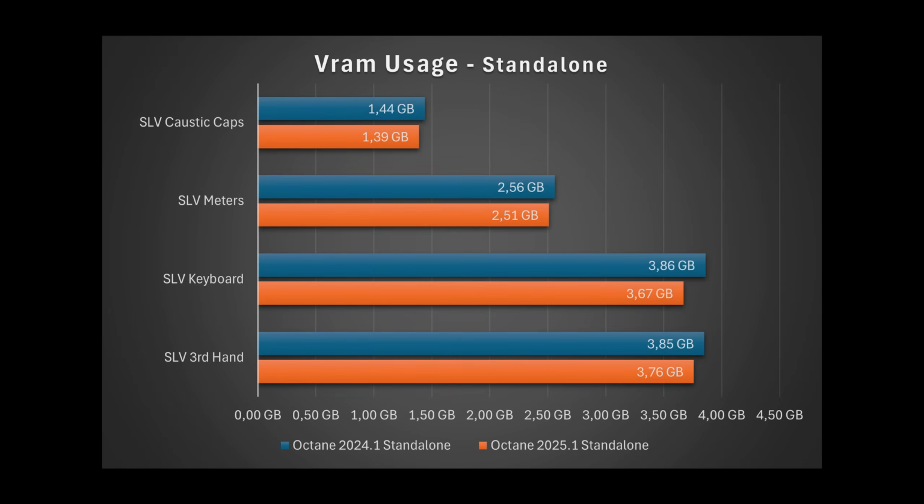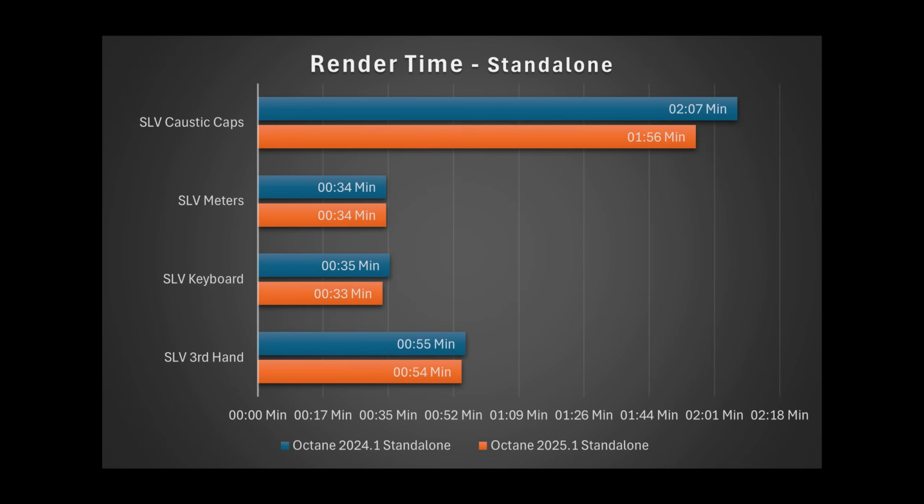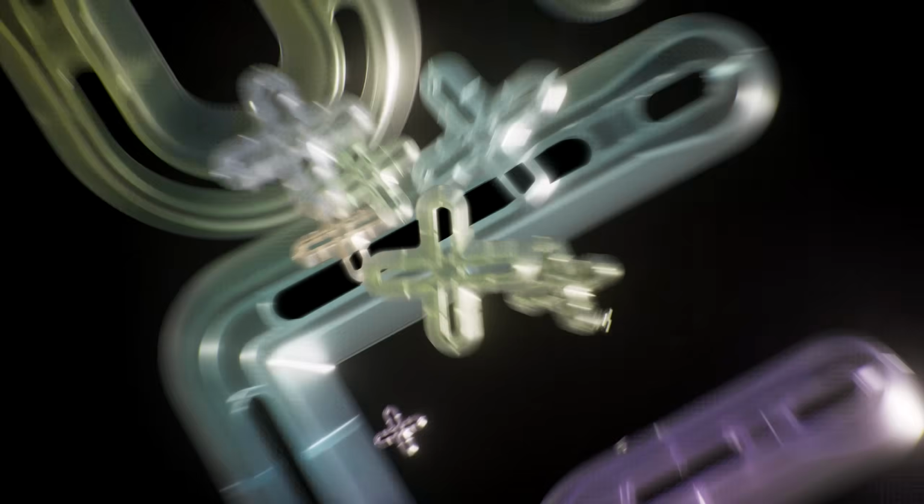If we look at VRAM usage though, it's the complete opposite. There the footprint is smaller in all the scenes, though again only marginal. No big shifts here. And another positive, render times are either the same or lower than before. In the silver caustic caps case, that uses photon tracing quite a bit actually, this is pretty nice to see.